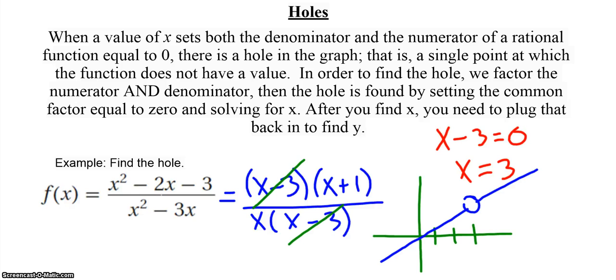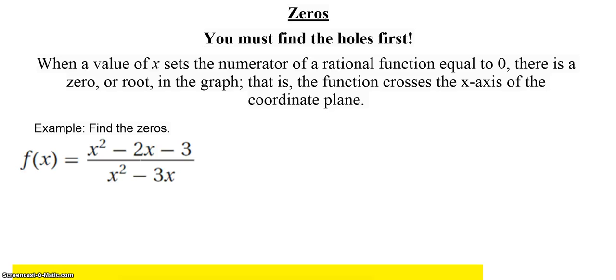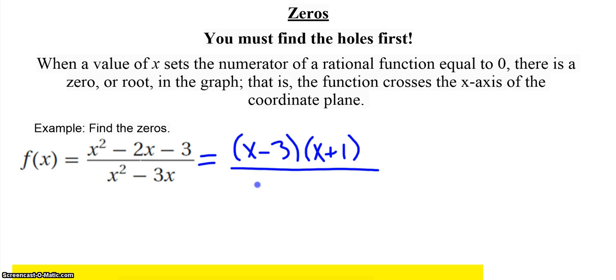So let's look into the next thing, zeros. With zeros, you must find the holes first. So let's go ahead and factor this one more time to x minus 3 and x plus 1 divided by x times x minus 3. Now, why do you have to do the holes first? Well, let's talk about it. Zeros are only on the numerator of your fraction. So on the bottom, the x times x minus 3, we can ignore that for now.